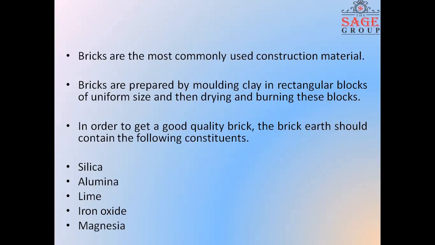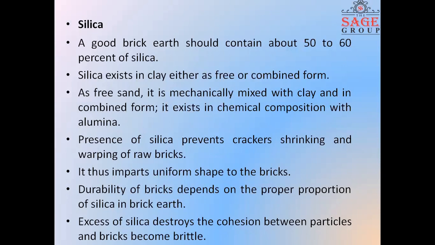Bricks are prepared by molding clay in rectangular blocks of uniform size, and then drying and burning these blocks. In order to get a good quality of brick, the brick earth should contain the following materials: silica, alumina, lime, iron oxide, and manganese. If we talk about the composition of these materials, the first one is silica, which is the most important material, imparting 50 to 60% in the brick.